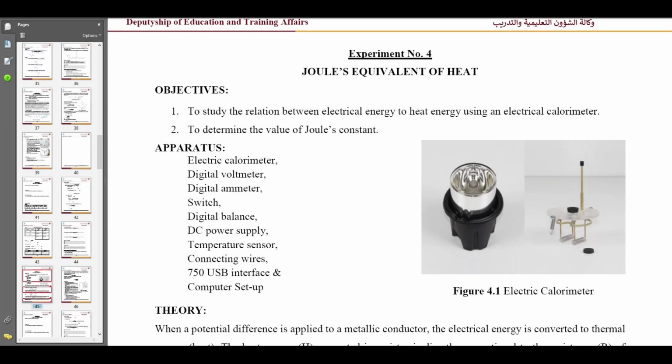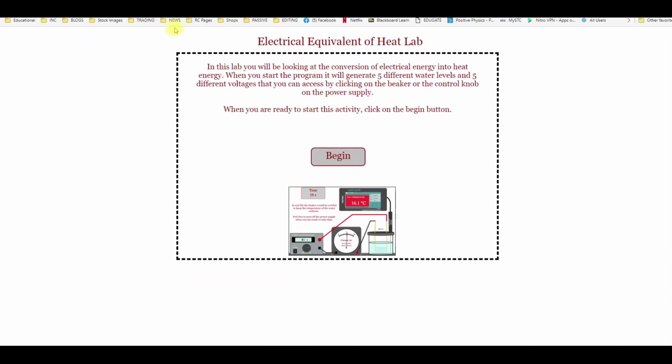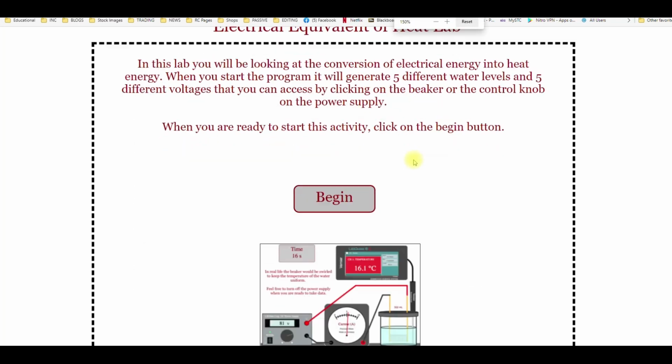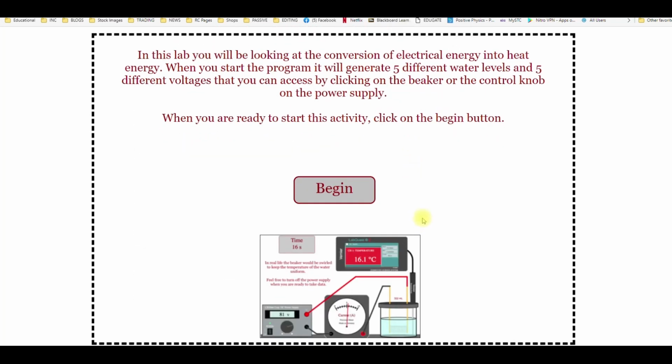Hello, this is how we conduct the experiment simulation for Joule's equivalent of heat. This is experiment number 4, and the link for the simulation should be provided by your teacher. This is the link, thephysicsaviary.com. Let us first look at how to use the simulation.